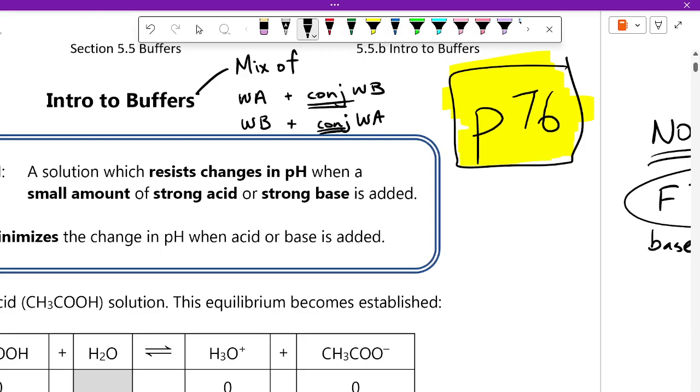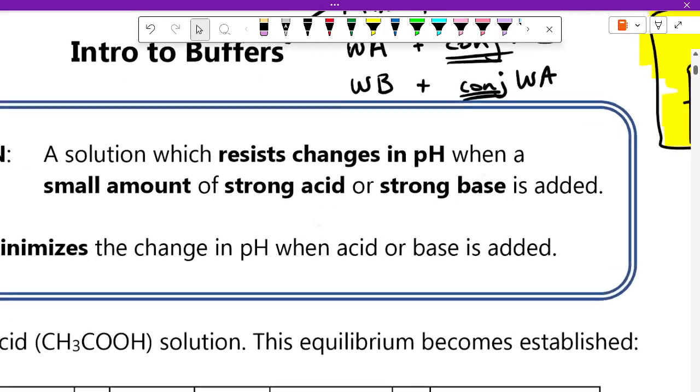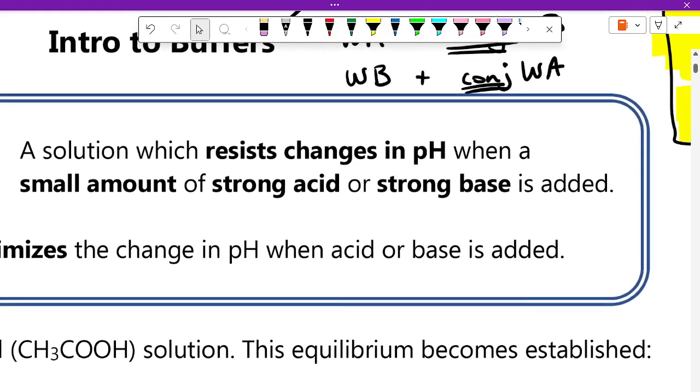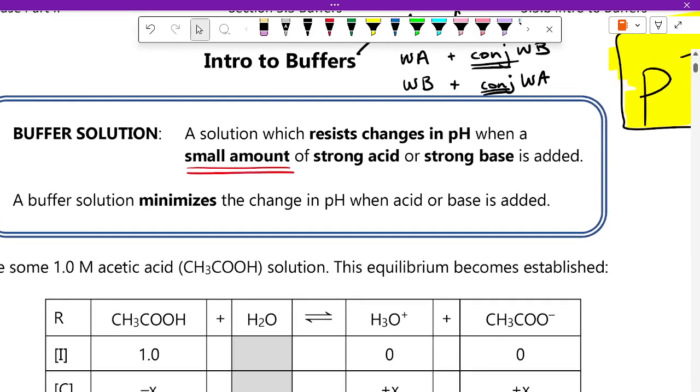How many of you know what buffers are from, say, biology or just somewhere else in life? They maintain pH. They resist changes in pH when you add a small amount of strong acid or strong base. They also resist it if you add some weak acid or weak base, but basically a buffer solution minimizes the change in pH when acid or base is added.